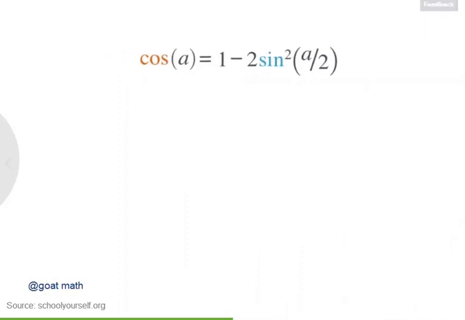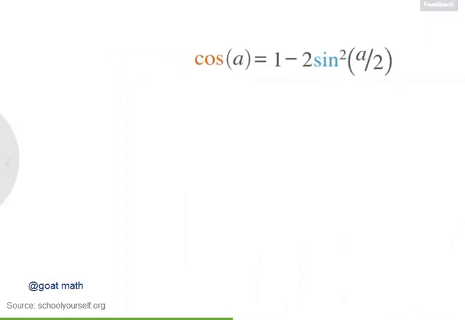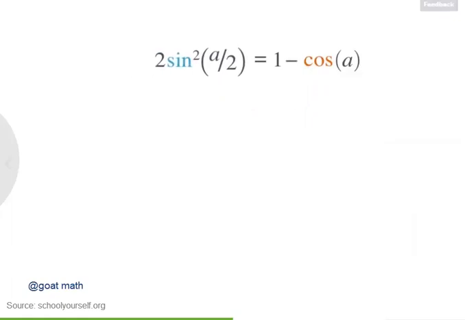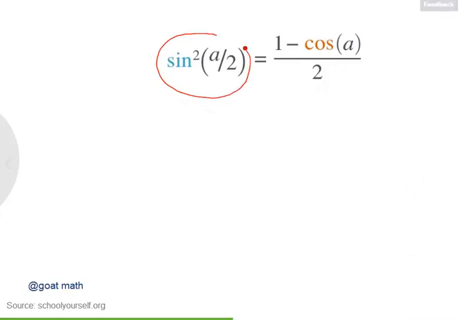Let's solve for the sine of a over 2. We can do that by first adding 2 sine squared a over 2 to both sides. And then we can subtract cosine a from both sides. Next, let's divide both sides by 2. Remember that sine squared a over 2 means the same thing as the sine of a over 2 squared.